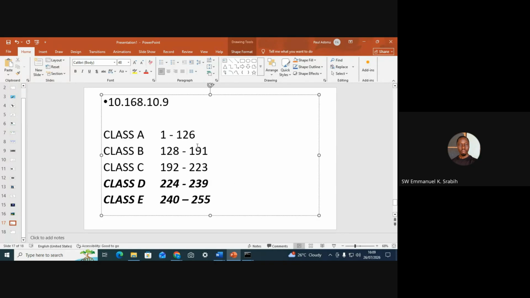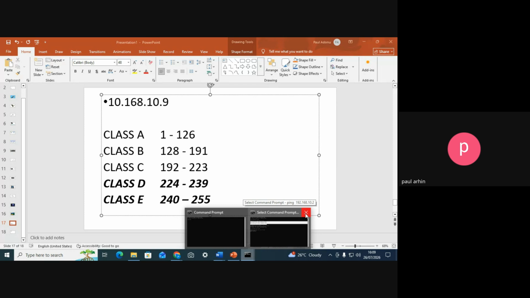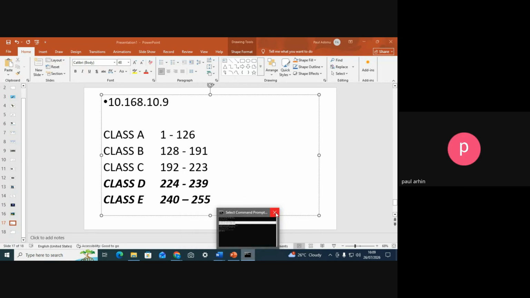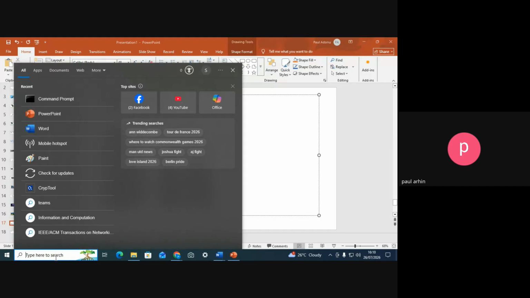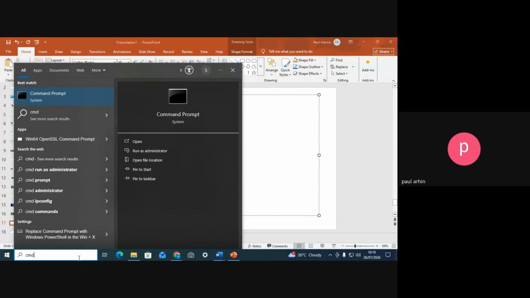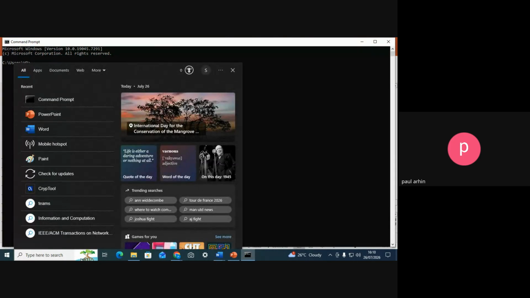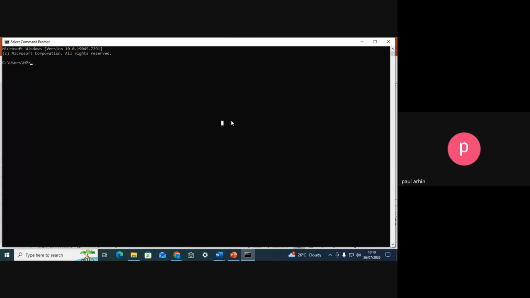Sir, please, where exactly did you go, the black screen, before having access to testing the net? I use the command prompt. I just went into the search here and typed CMD like that. Then I entered, and the command prompt came. And I typed ping. Ping is a tool for doing the testing and checking. So I then ping 127.0.0.1, then I entered and it gives me replies.